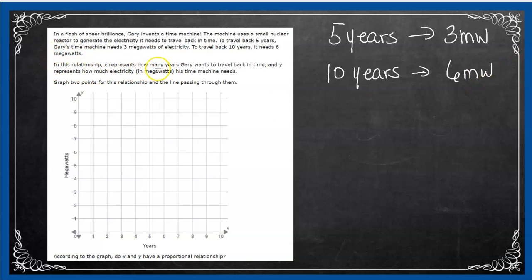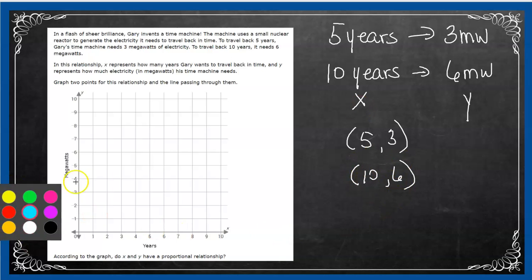In this relationship, X represents how many years Gary wants to travel back in time, and Y represents how much electricity the time machine needs. Graph 2 points for this relationship and the line passing through them. Well, we have years, these are the X values. The megawatts are the Y values. So these are two ordered pairs: X is 5, Y is 3, and the other one is X is 10, Y is 6. So let's graph those 2 points.